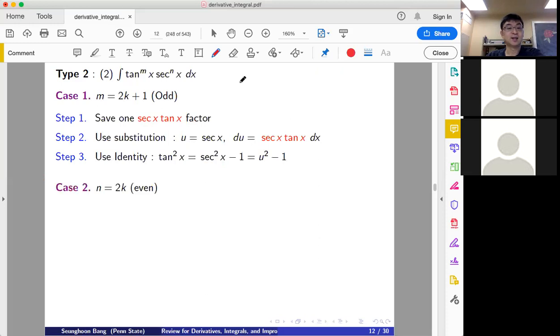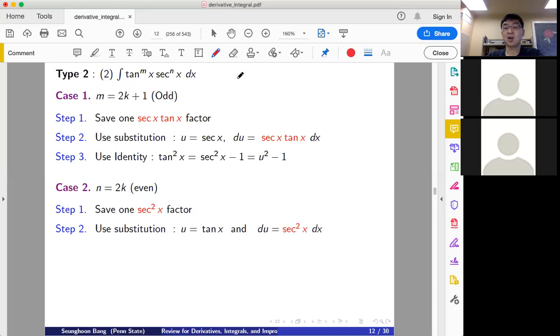Second case, where the power n is 2k. In this case, you can save secant square of x. Step 2, u substitution, u equals tangent, du equals secant square of x dx. Step 3, use the identity: secant square of x is 1 plus tangent square of x. So this is 1 plus u square because u is tangent.